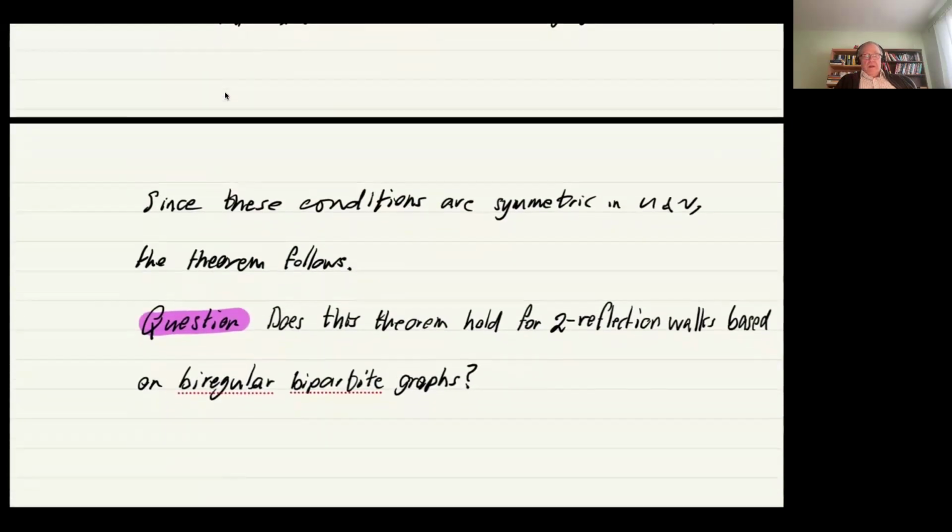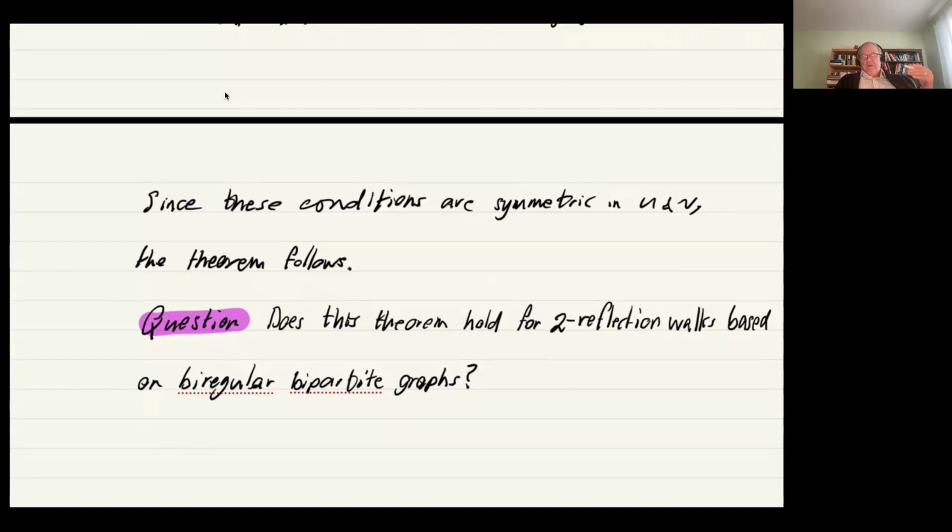Now, the one question is that, well, it holds for arc reversal walks. What other families of walks does it hold for? And in particular, the next easiest class is probably the bipartite walks we get from biregular bipartite graphs. So biregular bipartite graphs, the white vertices have one valency, the black vertices have another. So from that we get two partitions and we get two reflections and we get what we call a bipartite walk.